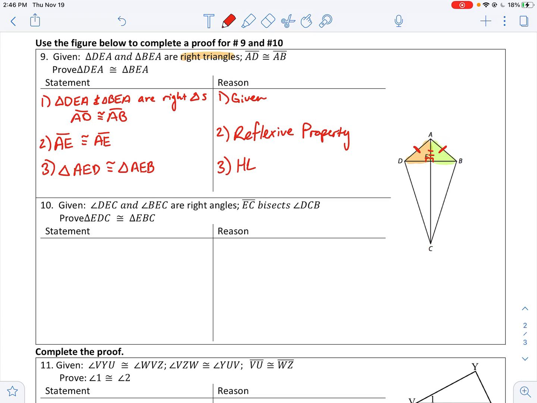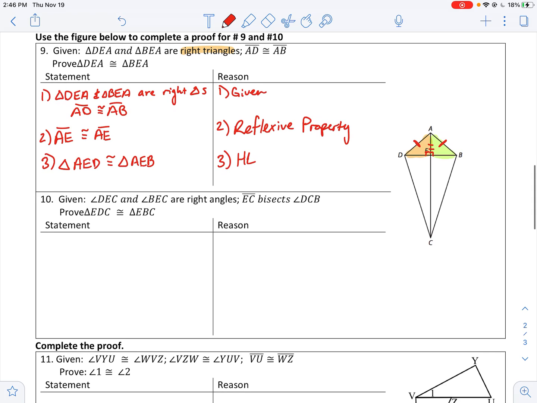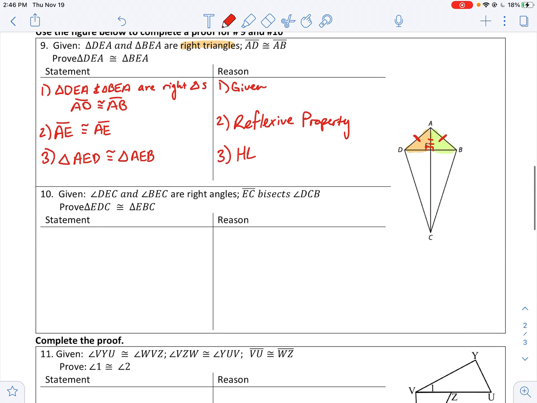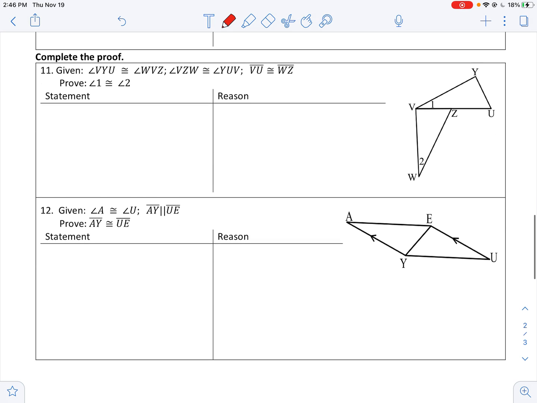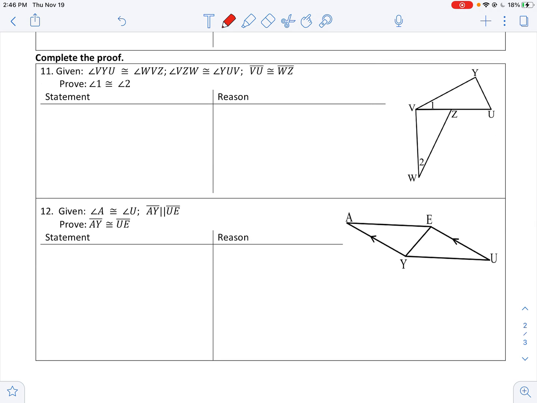Now, 10 is also a hypotenuse leg problem. So I'm going to skip that one for now because you're not going to have one on your quiz. You guys won't. Other classes will. Potentially. I'm going to have you try 11 and 12. So I'd like you to try 11 and 12. Pause the video, try them. Unpause the video. We'll check our work.